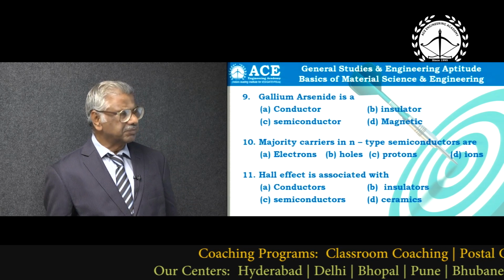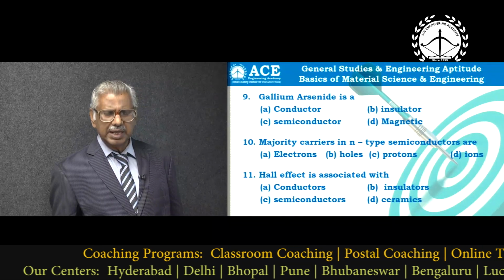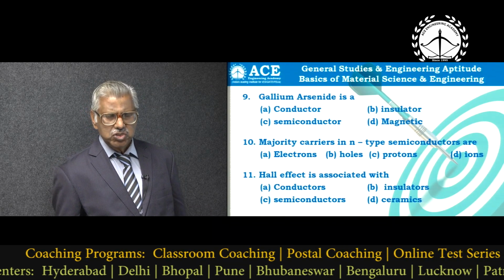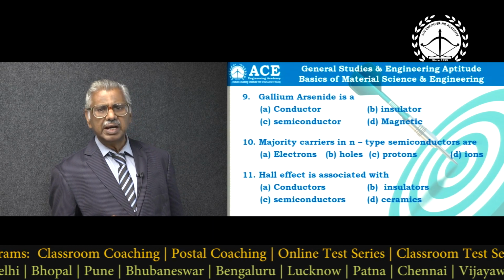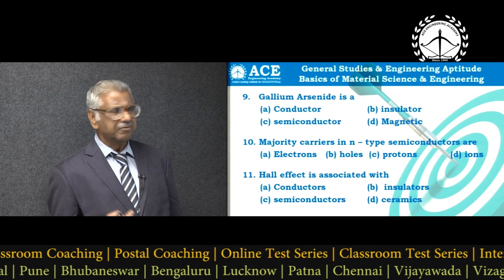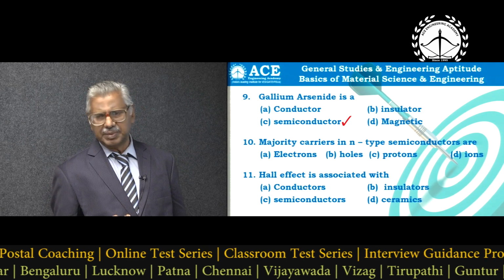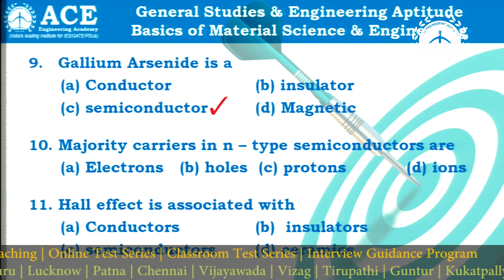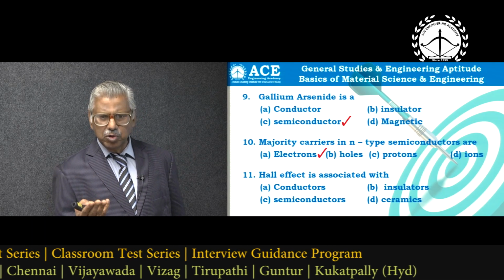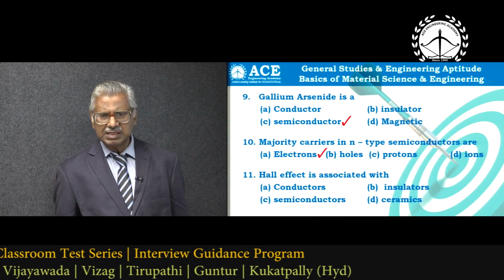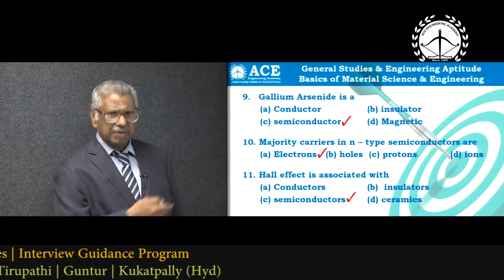Now let us look at gallium arsenide. At least electronics people should know that nowadays, along with silicon and germanium, one of the most extensively used semiconductors is gallium arsenide, because it has a very nice band gap which can be easily modified. So it is actually a semiconductor. The next one, as all of you know, by N-type semiconductor, from your fundamental knowledge, P-type and N-type semiconductors exist. In N-type, the majority carriers are electrons, and in P-type, the majority carriers are holes. Then the Hall effect, again another fundamental effect related to semiconductors obviously.